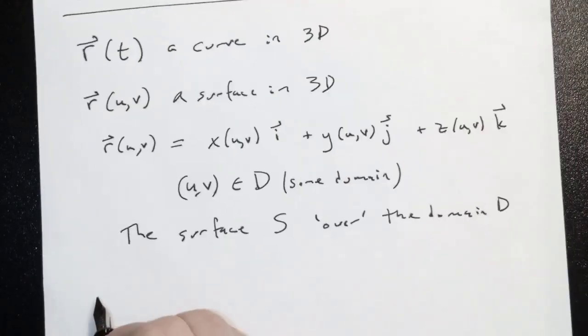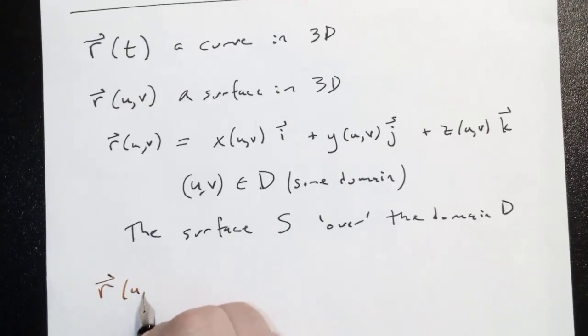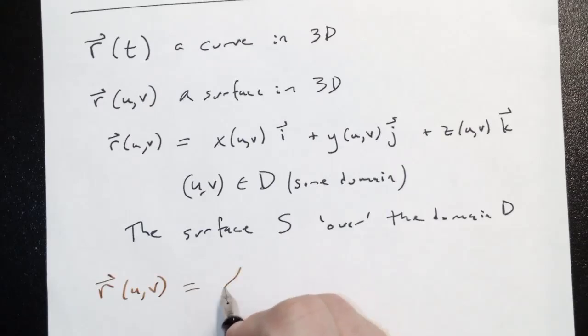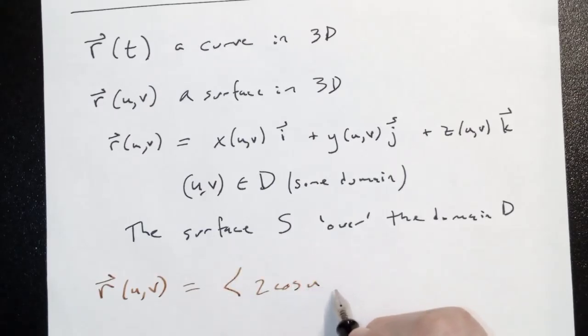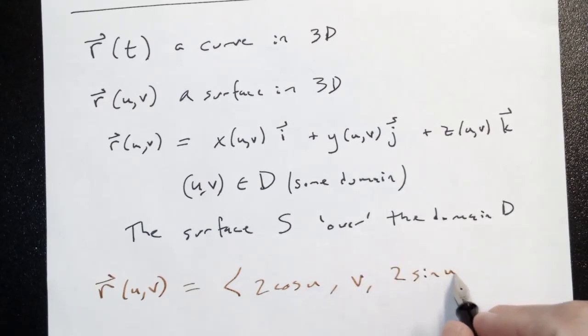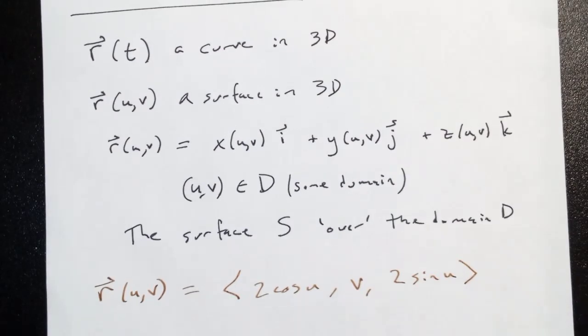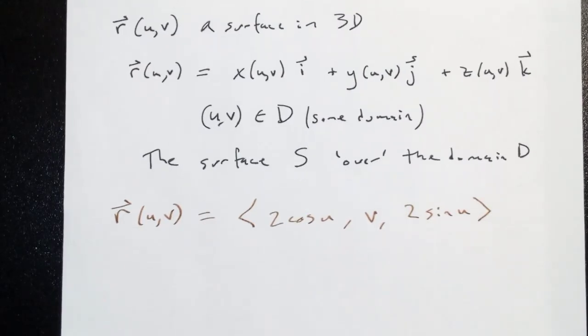Here is a two-parameter vector function. Instead of writing it as I, J, and K, I've written it in its component form, but that's still the same idea. 2 cosine of U, V, and then 2 sine of U. And now I'm going to make our domain D.